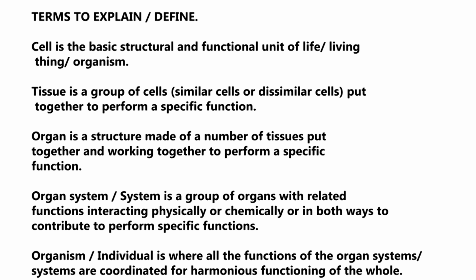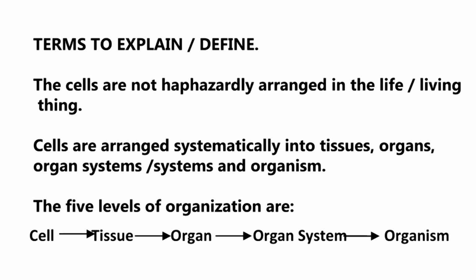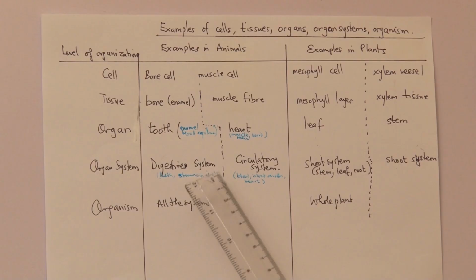All right? Good. Now we want to look at examples of cells, tissues, organs, organ system, and organism. Looking here, examples of these cells, tissues, organs, organ system. We have the level of organization here, example in animals and example in plants. Example of a cell, we have a bone cell. Bone is made up of cells, okay? Bone cell. And you can also have a muscle cell as example of cells.